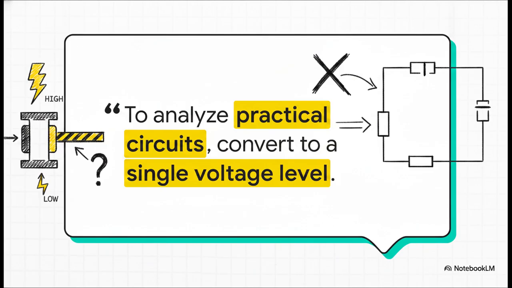While this physical model is highly accurate, it is absolutely terrible for math. As our source material points out, to actually analyze practical circuits, we have to convert everything to an equivalent circuit at a single voltage level. Trying to calculate a system that mathematically jumps from, say, 480 volts down to 120 volts right in the middle, yeah, that's an engineering nightmare. We really need a mathematical trick to get rid of that ideal transformer barrier right in the center.